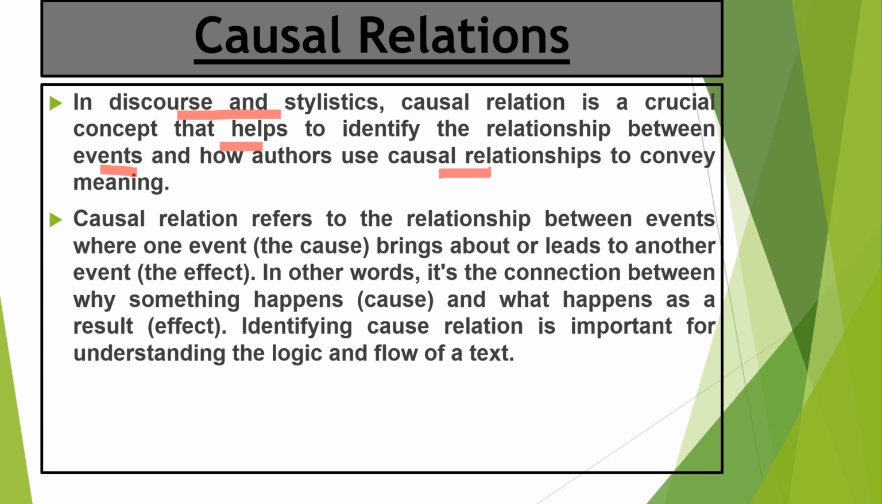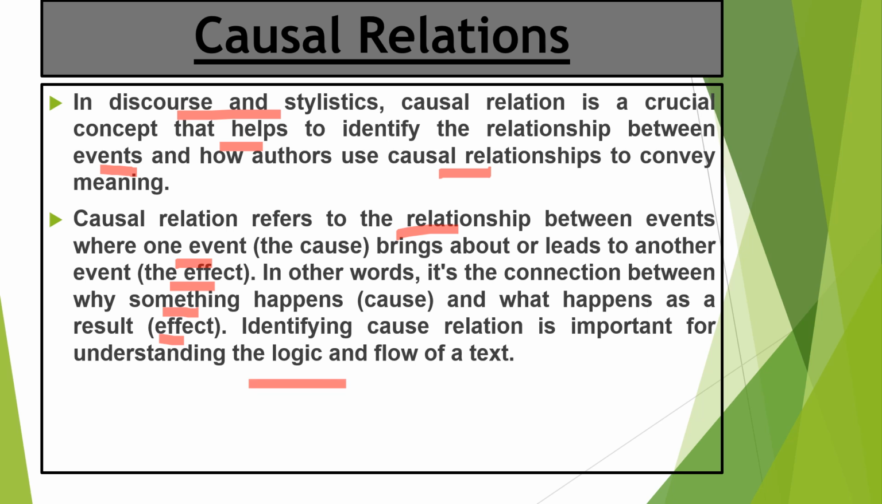Now, what is causal relation? Causal relation refers to the relationship between events where one event, that is the cause, brings about or leads to another event, that is the effect. If we rephrase it, we could say that it's the connection between why something happens, that is the cause, and what happens as a result of this cause, and that result is called the effect.